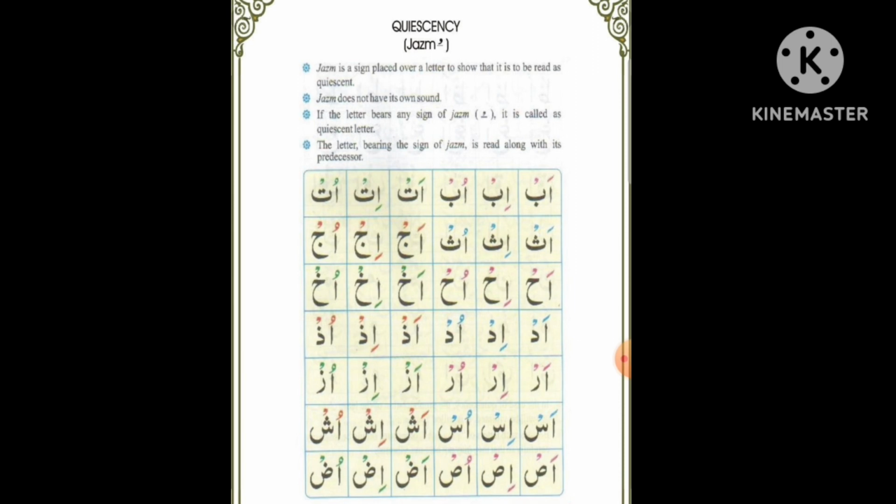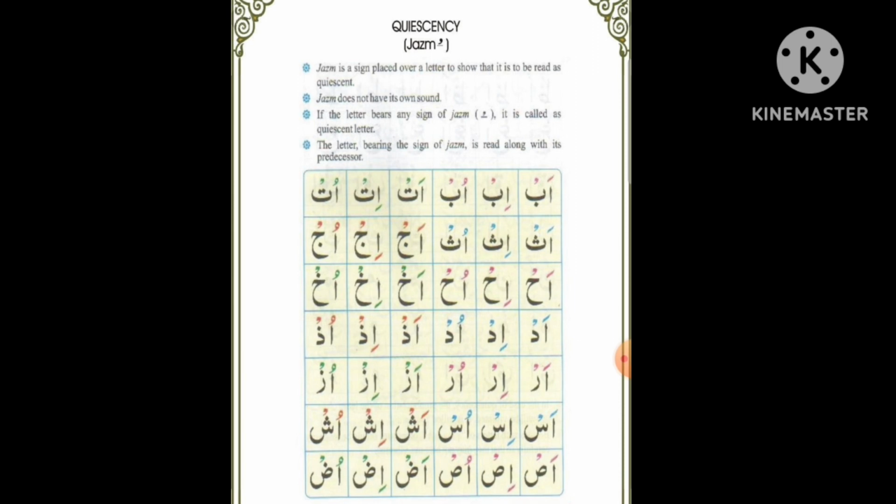Okay, so as you can see, it is written quiescency and below it is written jazm. You can see that the sign of jazm is like the opposite C. So jazm is a sign placed over a letter to show that it is to be read as quiescent. And what is a jazm? Jazm is a sign that shows that the letter upon which there is a jazm is dependent on its predecessor, meaning the letter before it.